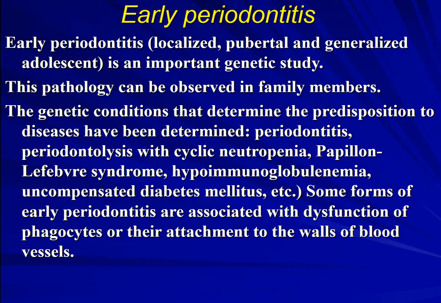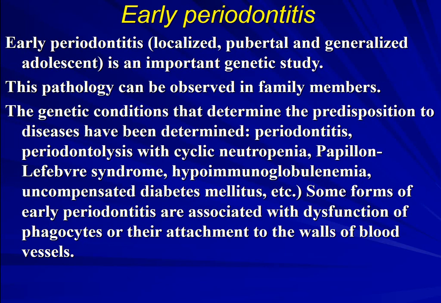Early periodontitis. Early periodontitis, localized, prepubertal, and generalized adolescent, is an important subject of genetic study. This pathology can be observed in family members. The genetic conditions that determine the predisposition to these diseases have been determined.